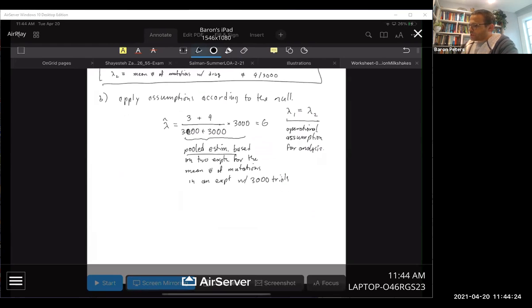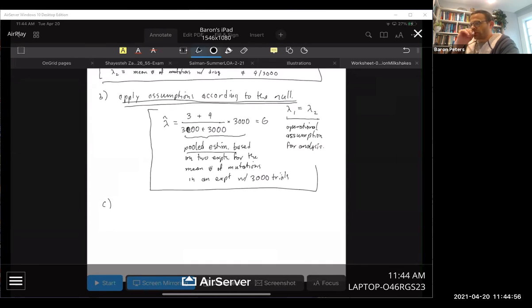All right, so this is the answer to part B. Part B literally says obtain a pooled estimate of the lambda parameter. Okay, so I wrote that in more general parlance. Apply assumptions and estimate parameters according to the null. Okay, according to the null, the two populations are the same, and so this is our pooled parameter. You guys have any questions? Go ahead and stop me if you want to ask why we're doing the things that we're doing.